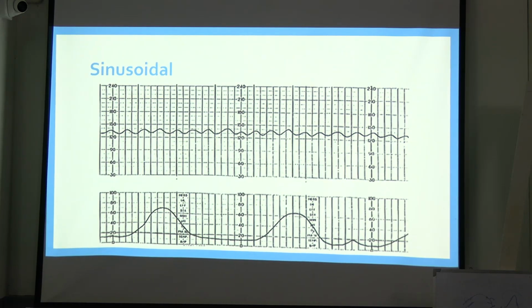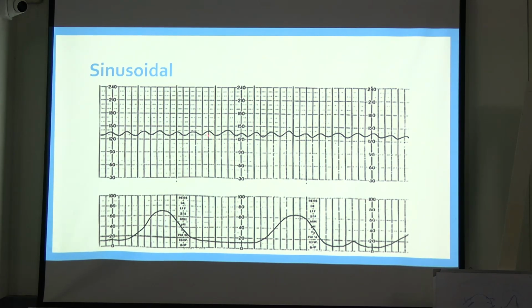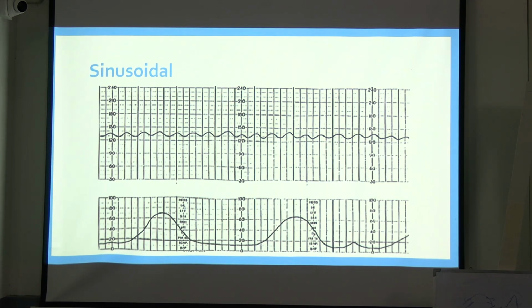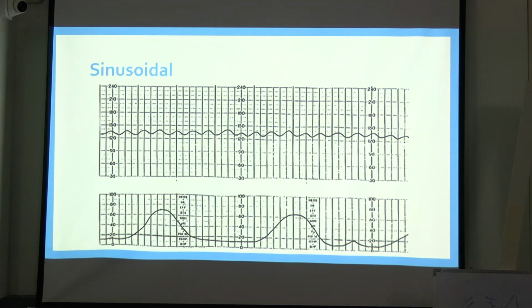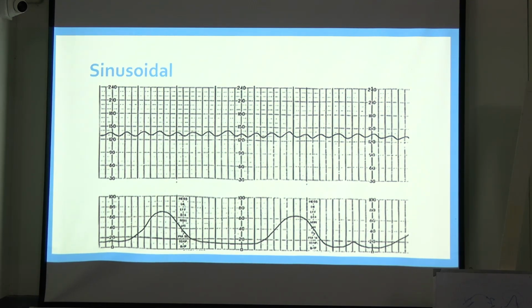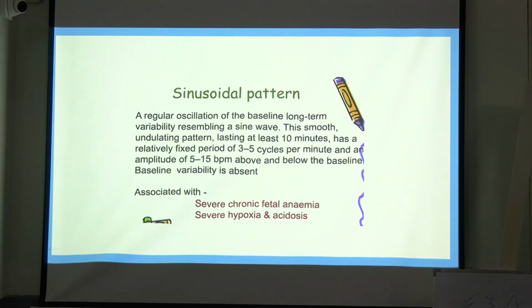Now this is sinusoidal pattern. There is loss of variability, and this is just a wave-like pattern, sinusoidal pattern. This sinusoidal pattern occurs in fetal anemia or fetal hypoxia. Fetal anemia means Rh incompatibility. Severe fetal anemia or severe fetal hypoxia can occur. Sinusoidal patterns occur.